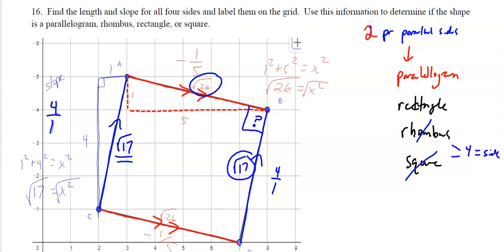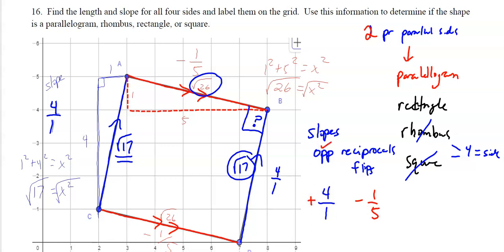And if two angles are 90 degrees, their slopes have to do something special. The slopes have to be opposite reciprocals of each other, or opposite flips, as we said back in chapter 3. And they're not, because the blue one was 4 over 1. The red one was negative 1 over 5. So they are opposites, I have a positive and a negative, but they're not flips of each other. They're close. If that had been 1 over 4, we'd have been in good shape and we could have called this a rectangle. But it's not a rectangle because it's not 90 degrees.